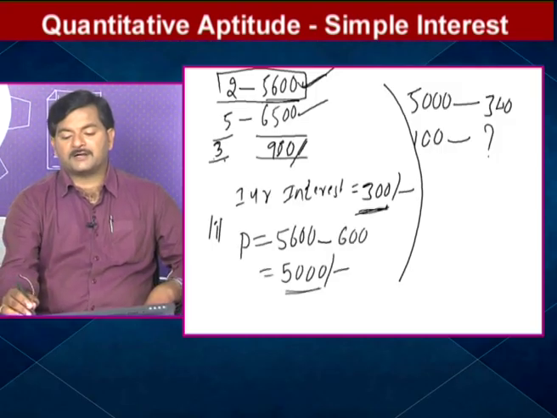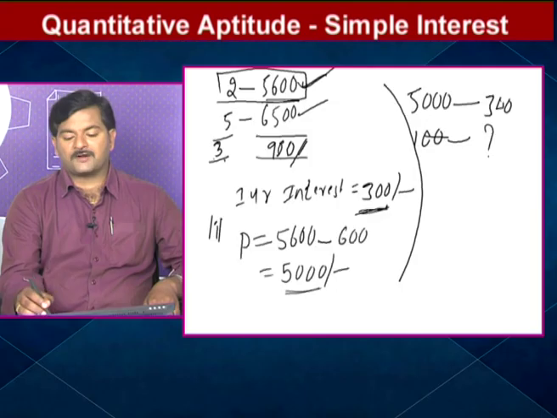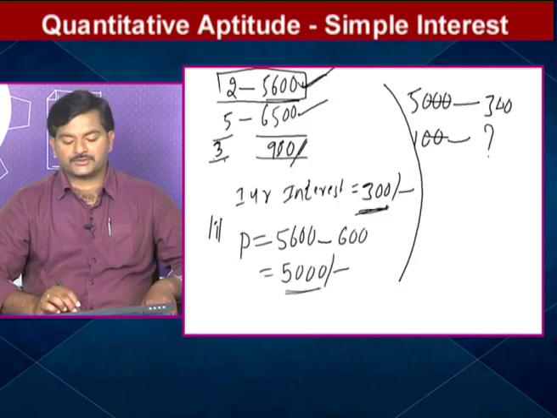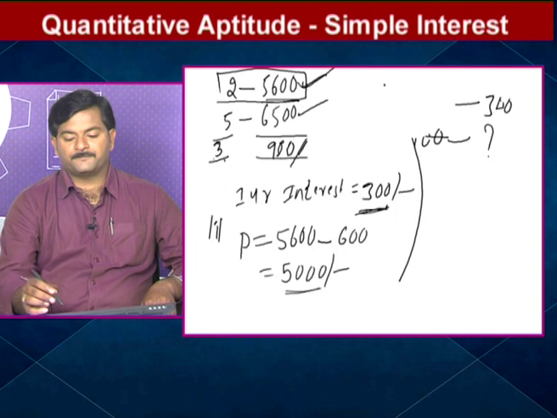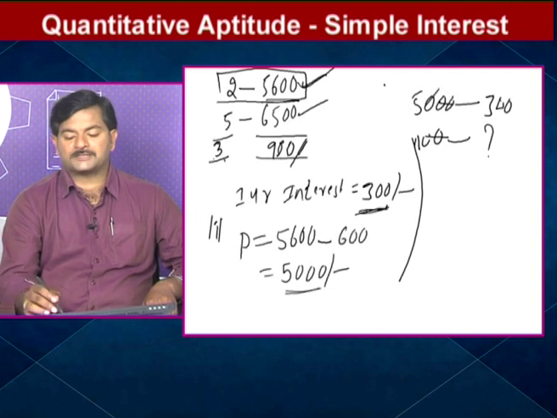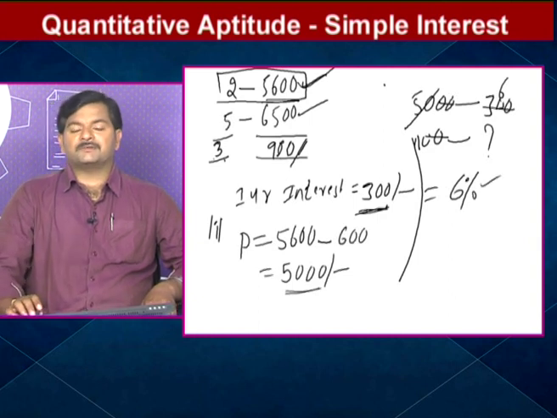I hope you understood why I am taking 100 rupees, because rate of interest must be for 100 and it must be for only 1 year. That's why on 5000, 300 is the interest for 1 year. Then what is the interest on 100 rupees for the same 1 year? So here it is 300 upon 5000 times 100. After simplification, 2 zeros cancel, 51 56. Hence the rate of interest equals 6%.